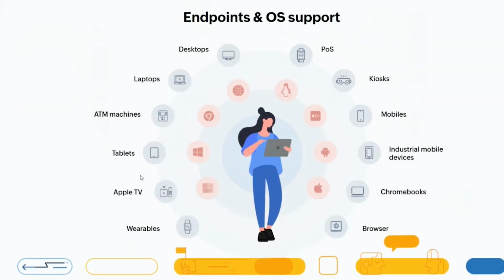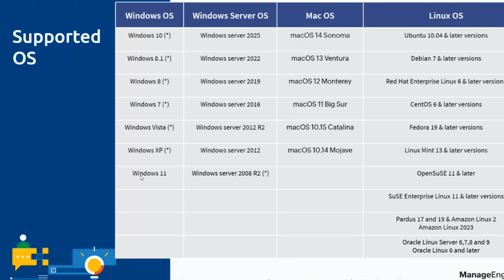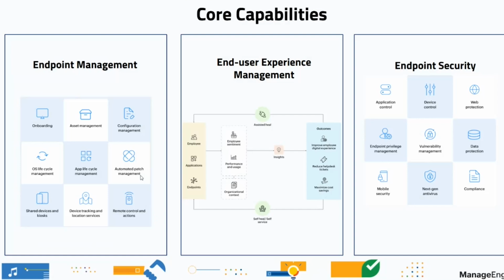Using the Endpoint Central solution, you can manage endpoints like desktops, tablets, and Chromebooks, to name a few. And these are the operating systems we support in Endpoint Central. Now, the core capabilities of Endpoint Central. We have categorized them into three. The first is endpoint management, where you can perform application deployment, automate patch deployment, and do remote controlling.